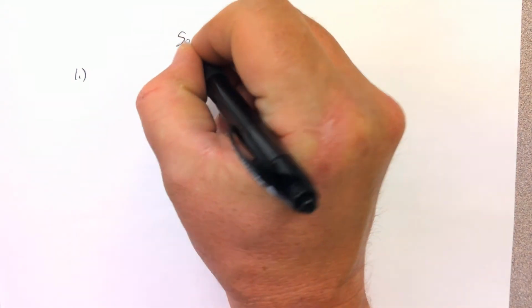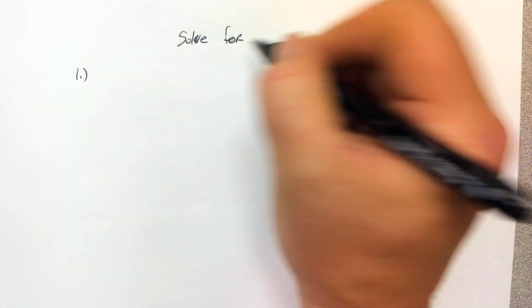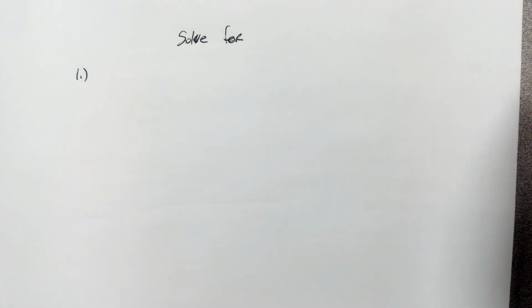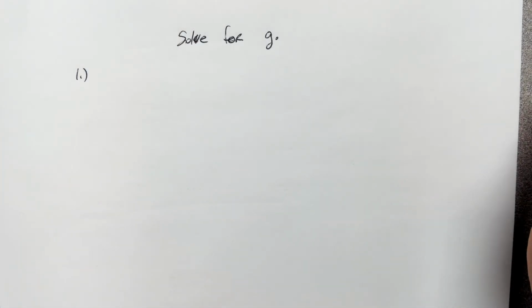So the instructions are going to be: solve for G. Because there was a fake shooter at school today. G for gun. You ready, Marlene? Good.